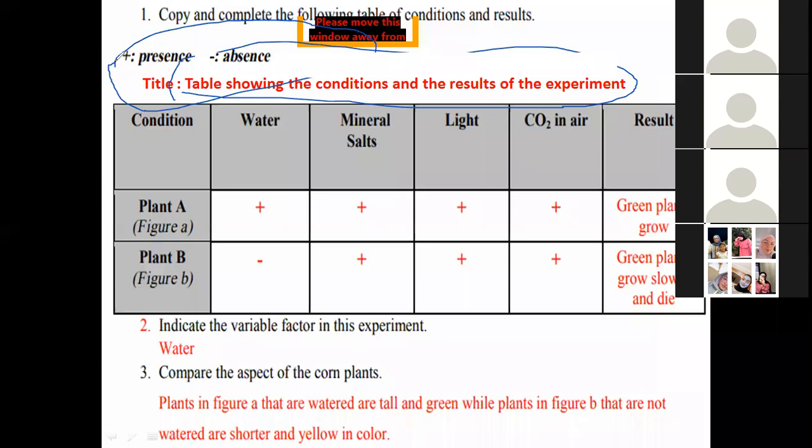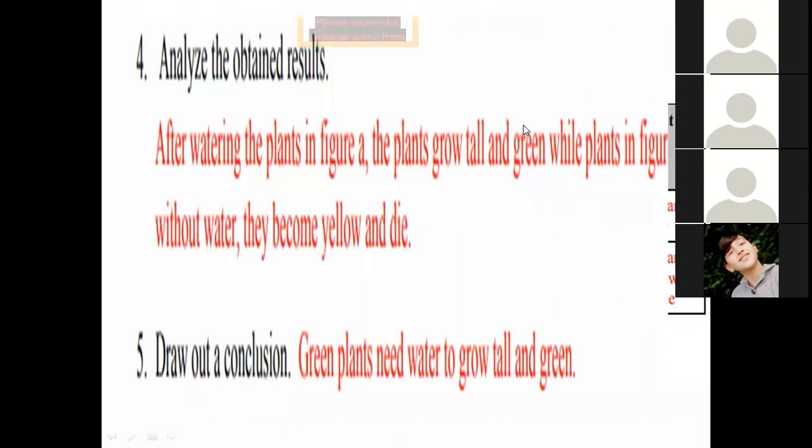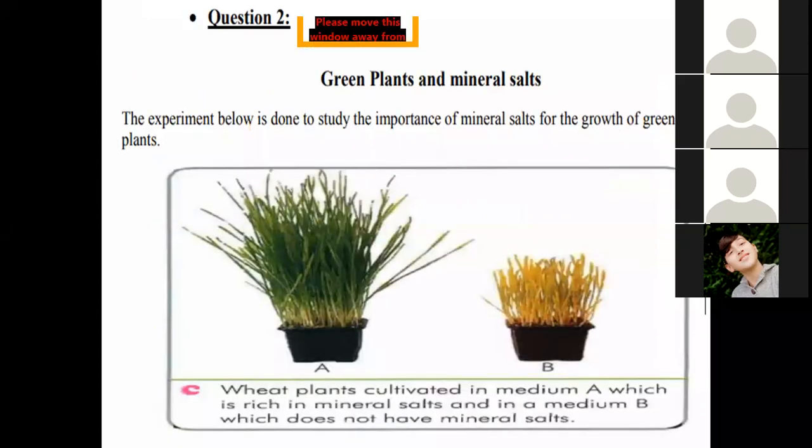So Karam said that the variable factor in this experiment is the water. Compare the aspects. Plants in figure A that are watered are tall and green, while in figure B that are not watered, they are shorter and yellow in color. Analysis. After watering the plants in figure A, they grow tall and green, while the plants in figure B that are without water turn yellow and die. Conclusion. Green plants need water to grow tall and green.